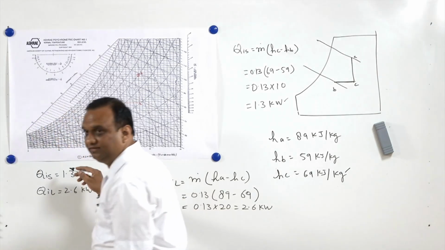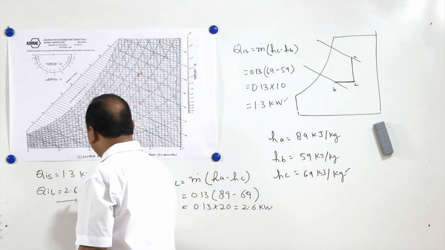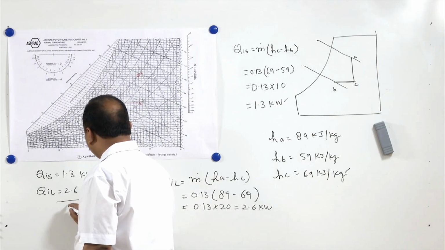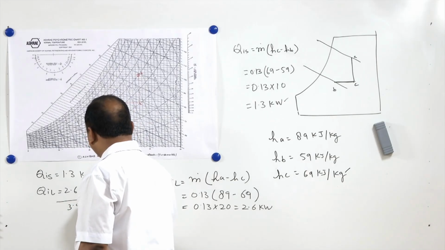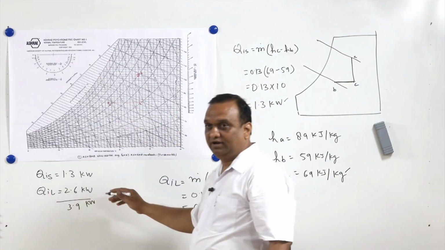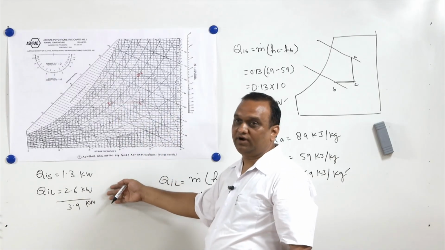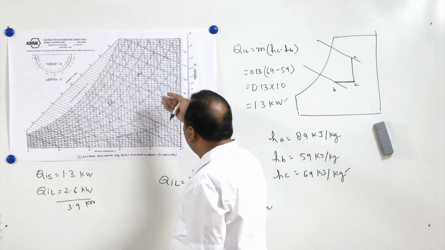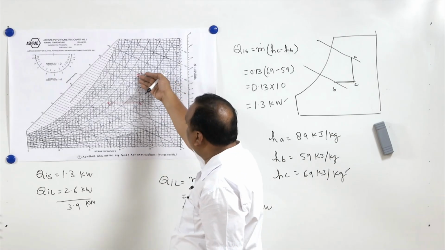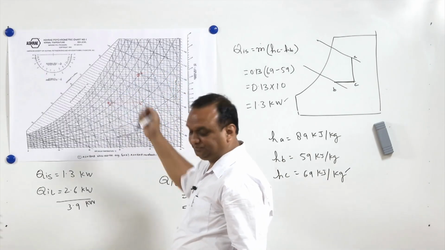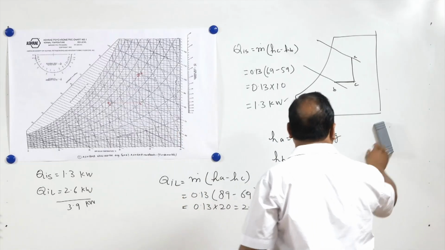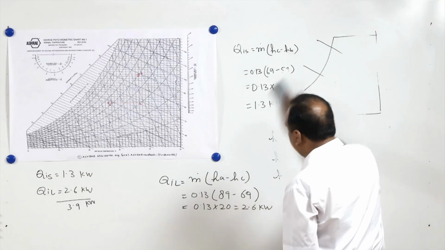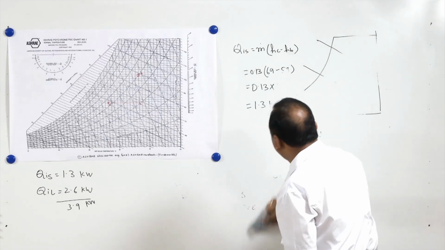If you look at this, the total heat coming into the room through infiltration is 3.9 kilowatts. It is almost 1 ton of cooling that is required for this alone. So 1 ton of cooling will be required for cooling the infiltration air from this point to this point. Now we will make a table for sensible heat and latent heat.